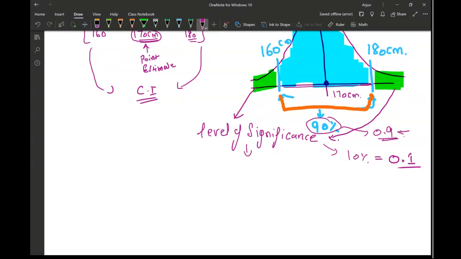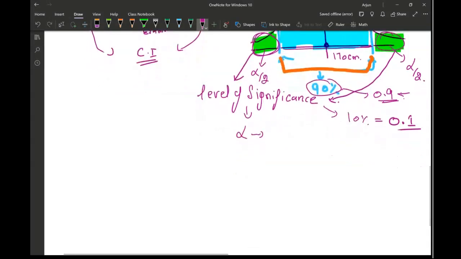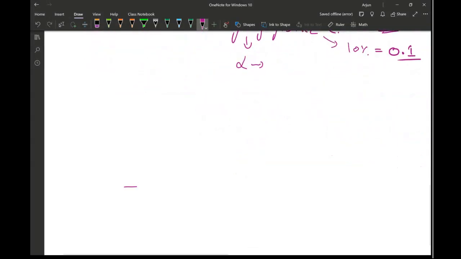Level of significance is represented with the term alpha, and this alpha is always divided over the two sections. So half is here, half is here. So this becomes alpha over 2, and this also becomes alpha over 2. Now what we're going to do is try and find out the probabilities across the given table.